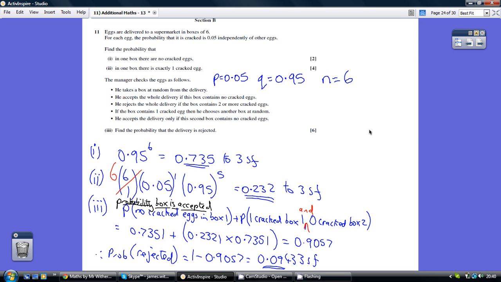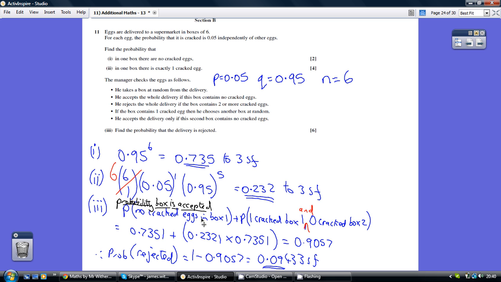Now, part 3, this is really just going back to some quite difficult GCSE probability. Nothing to do with the binomial distribution. So, I'm looking at the other bit, really, the bit that we don't want. So, the probability that the box is accepted. Either there are no cracked eggs in box 1, or there is one cracked egg in box 1 and then no cracked eggs in box 2. So let's consider each of these probabilities in turn.